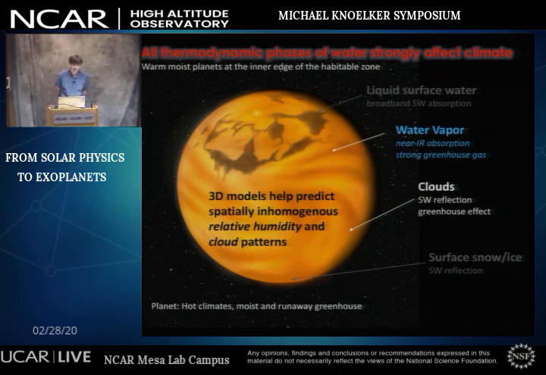So the water vapor greenhouse feedback: water vapor is a greenhouse gas. You get a little bit warmer, more water vapor gets in the atmosphere. It makes the greenhouse effect stronger. The planet gets warmer, you get more water in the atmosphere, et cetera, and it can drive a planet into a runaway. So 3D models are great because they can predict spatially inhomogeneous relative humidity and cloud patterns, which it turns out are very important for simulating the climates of these hothouse planets.